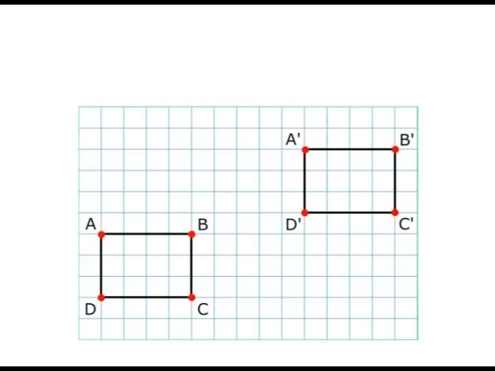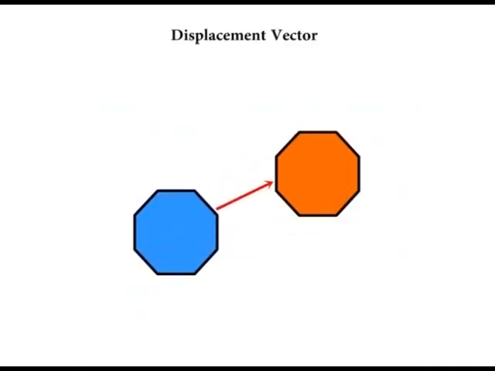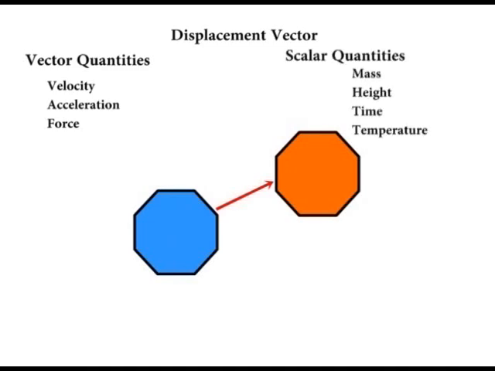A quantity that describes the distance and direction of motion is called a displacement vector or simply a vector. The distance moved is the length of the vector and it's called the magnitude of the vector. Examples of vector quantities include velocity, acceleration and force. Quantities such as mass, time, height and temperature only indicate magnitude but no direction. Such are called scalar quantities.